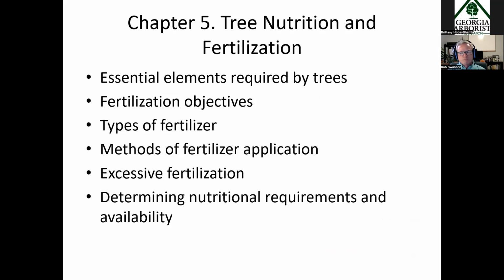We're going to be talking about what elements are actually required by the tree. We're going to talk about fertilization objectives. In other words, why do we want to fertilize? Is it necessary? How much do we need? That type of thing. Types of fertilizers that are out there. There are different formulations. What makes them different? We'll talk about methods of fertilizer applications. What happens if you fertilize too much? And we'll also speak about determining the actual nutritional requirements and availability.